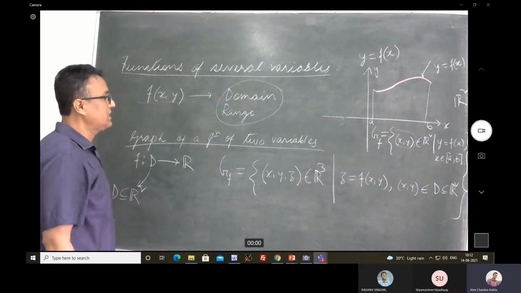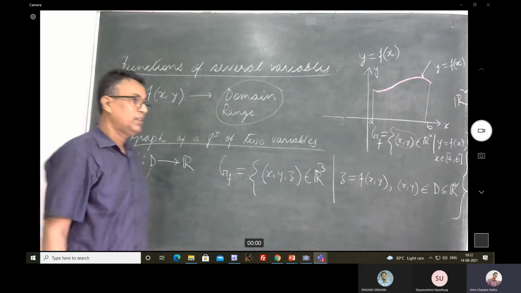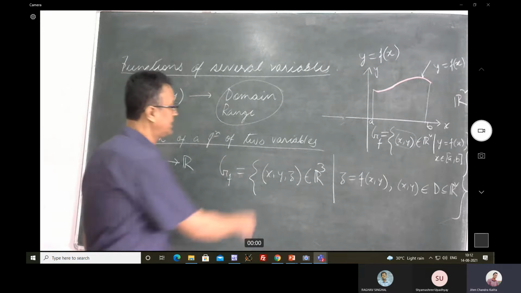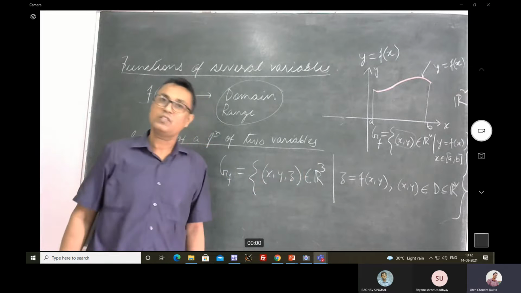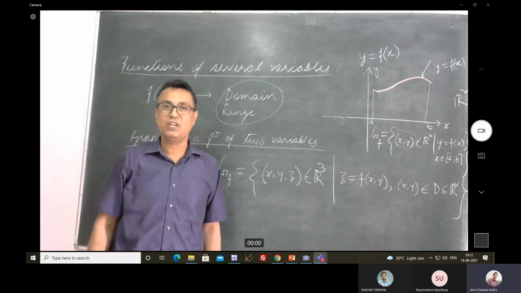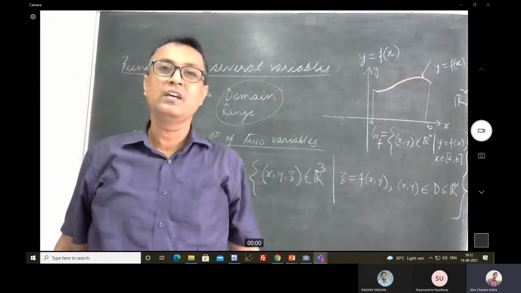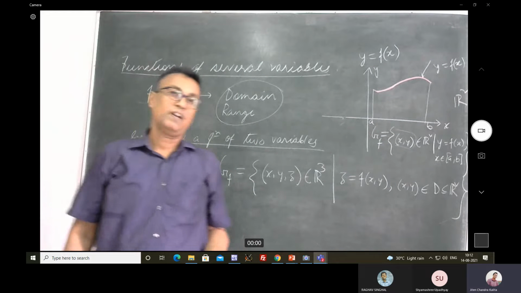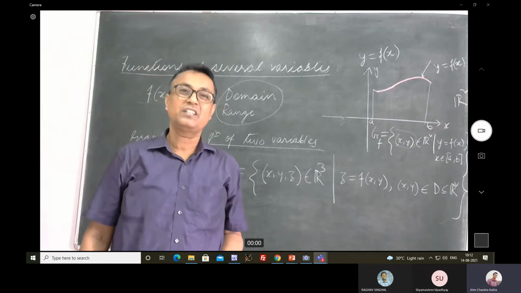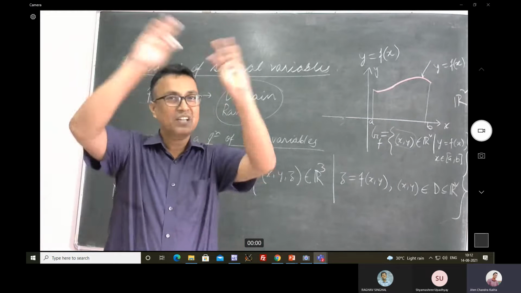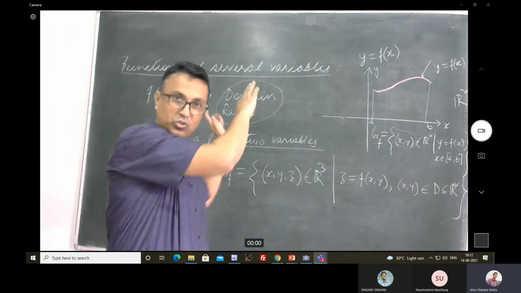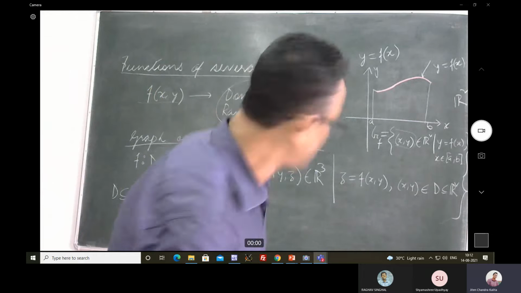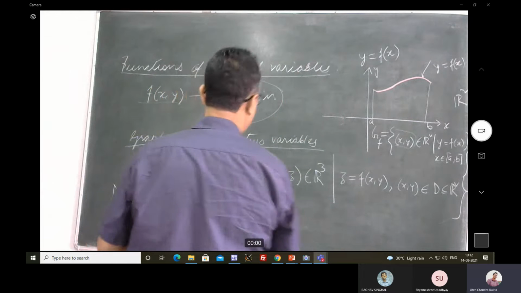So basically, if I want to visualize the graph of a function of two variables, you have to visualize some points in R3. That means you have to visualize some points in space. The set of all those points, if you take a union, is going to give you something like a surface. I am going to draw it, and after that I am going to show it to you in slides so that it is easier for you to visualize and understand.